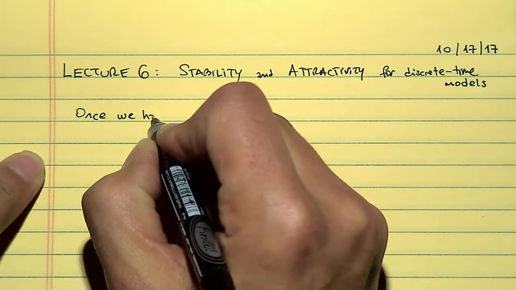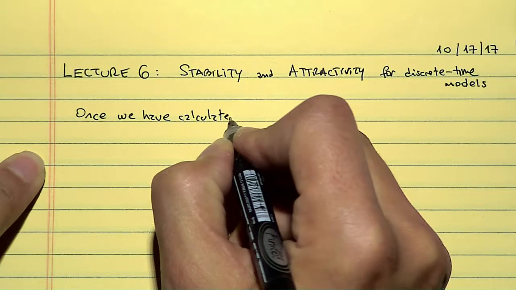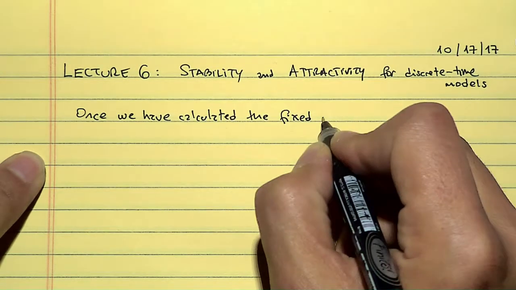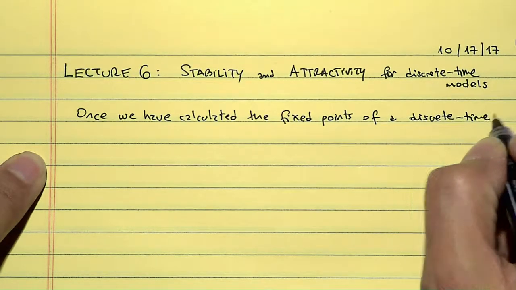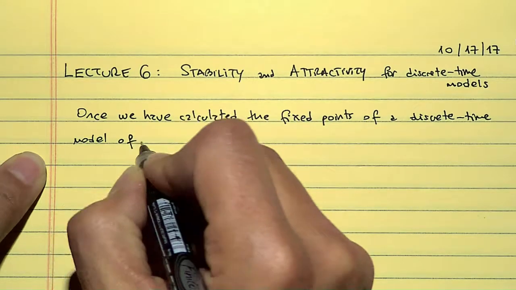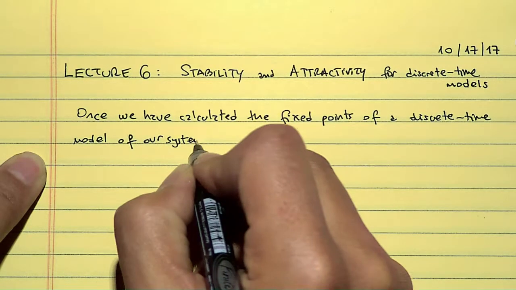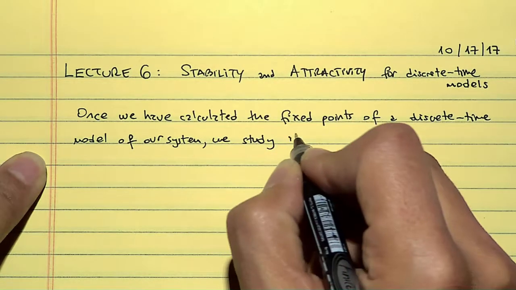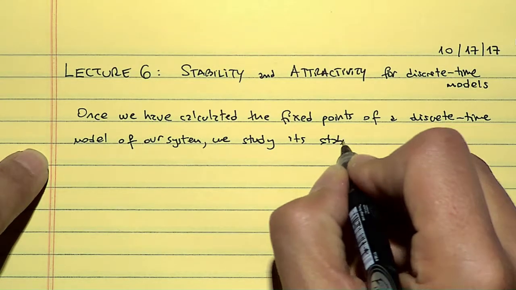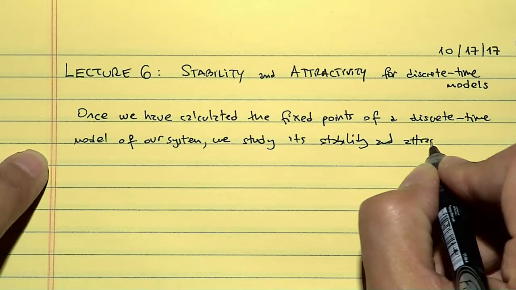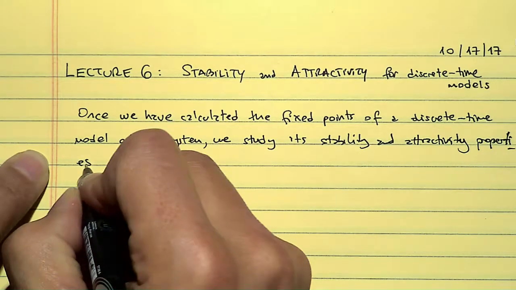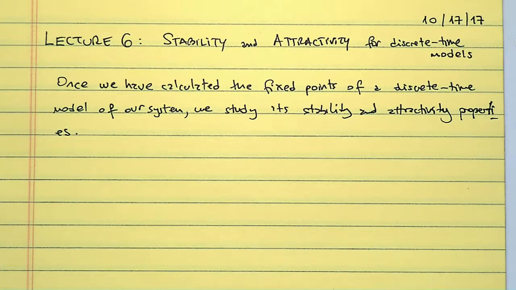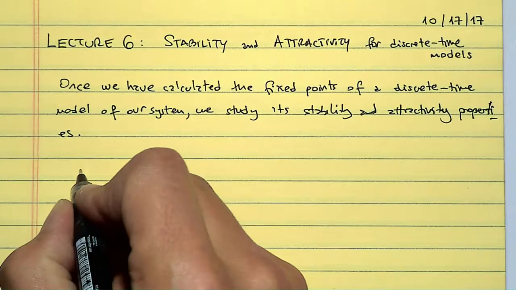So once we have calculated the fixed points of a discrete time system and model of our system, we study its stability and attractivity properties. Okay, so we're going to define those. The first one will be stability.